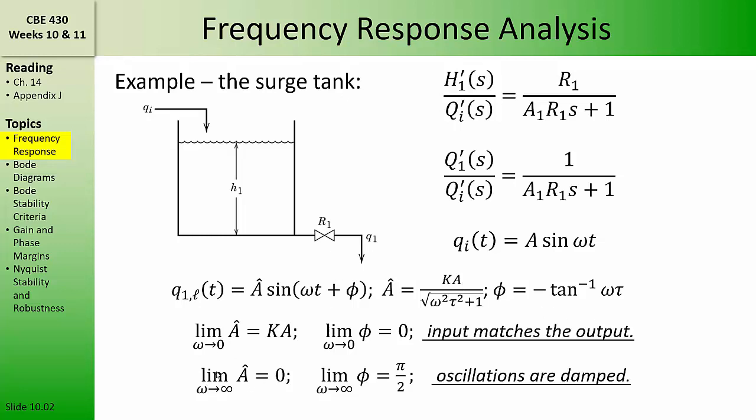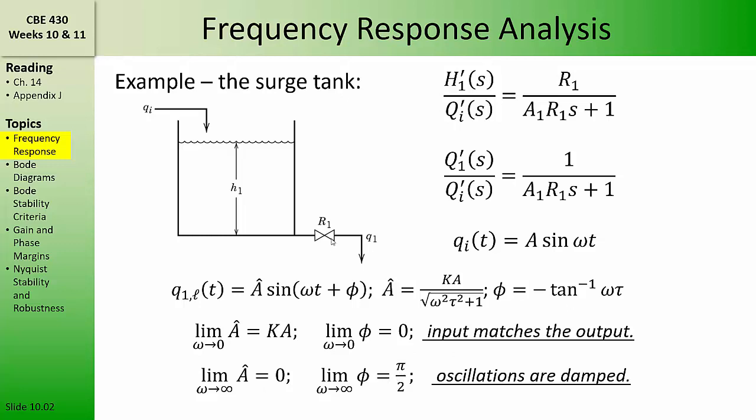However, as the frequency gets very large, that is, if the input flow rate is oscillating very quickly, then the output amplitude A hat gets very small, and in the limit as the frequency goes to infinity, the output amplitude A hat goes to 0. And in that same limit, the phase angle goes to pi over 2.